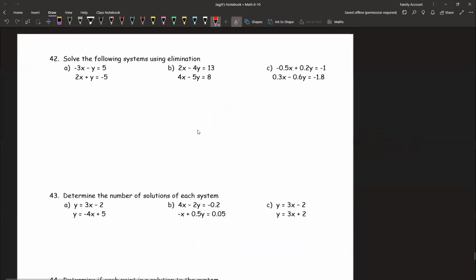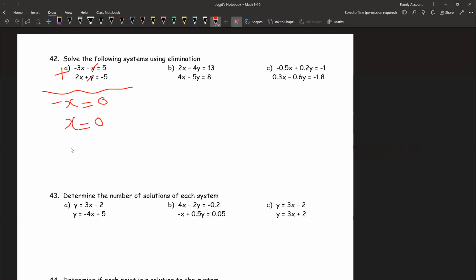Now we got to do this using elimination. Okay, have a look at that. We can eliminate y. We will actually add them. One is minus y, other one is plus y. Minus 3x plus 2x is minus x, and minus y plus y cancels. And 5 plus minus 5 becomes 0. So move the negative to the other side. Negative 0 is just 0.